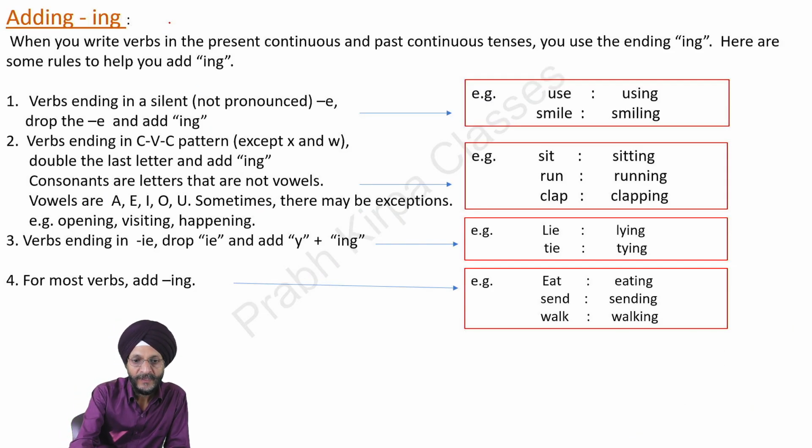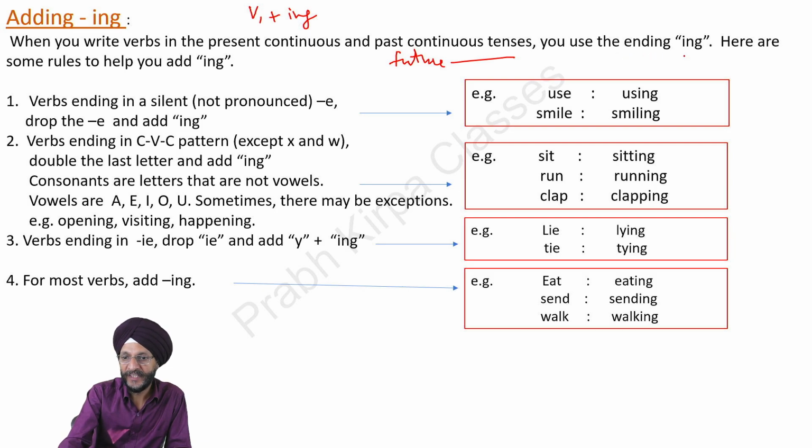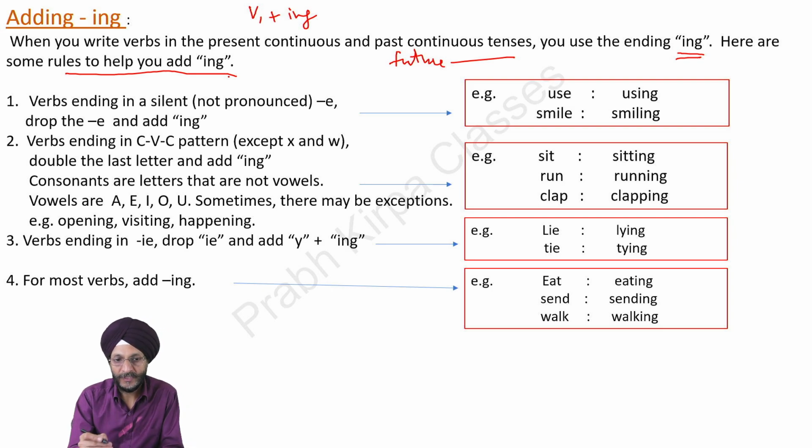Here you will see that we have added ing to the first form of the verb in future continuous tense. So now we see how we add ing. When you write verbs in present continuous tense, past continuous tense, or future continuous tense, you use the ending ing. That is, we add ing to the first form of the verb. Here are certain rules to help you add ing. Let us see what those rules are.